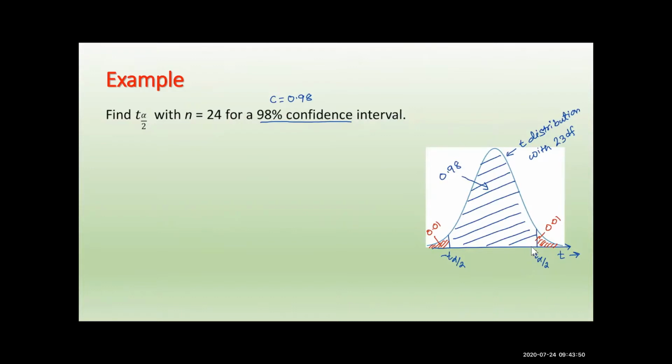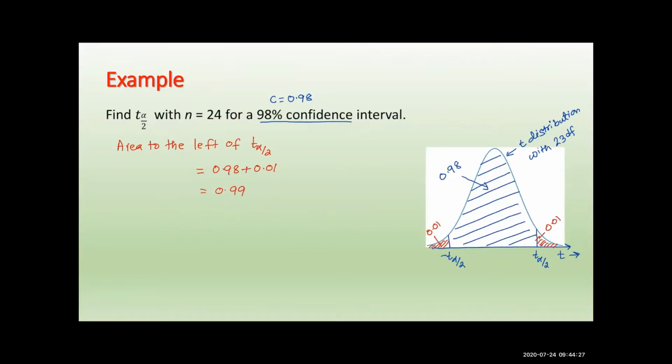So once you have that area, you can easily find the total area on the left of T alpha over 2. So let's find that. Area to the left of T alpha over 2 is equal to, you can see in this graph now, from here all the way up to here, that's 98%, then plus 1%. So it is 0.98 plus 0.01, 99% or 0.99.